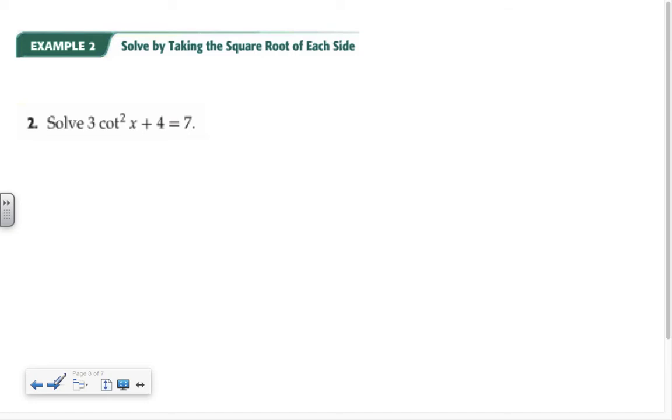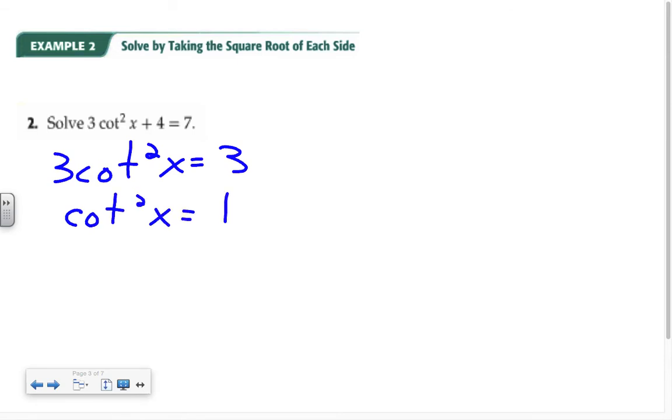In example 2, this time I only have one trigonometric ratio in the equation, but it's being squared. So eventually, I would hope it makes sense, I'm going to take the square root of both sides. So I've got 3 cotangent squared of x equals 3 when I subtract the 4 from both sides. Divide both sides by 3, and I've got that the cotangent squared of x is 1. And since cotangent is the reciprocal of tangent, I'm just going to run with tangent squared of x equals 1. And when I take the square root of both sides, the tangent of x equals positive or negative 1.